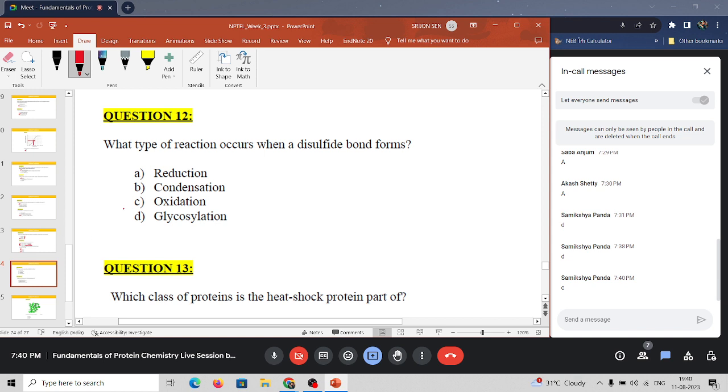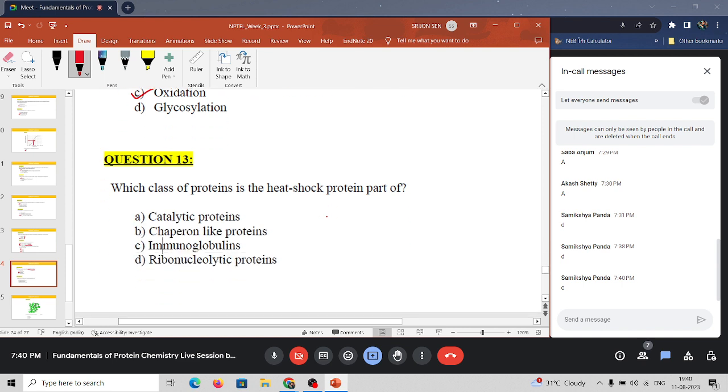Very good. So it's the oxidation reaction. And this formation and breaking of the disulfide bond is the redox reaction of reduction and oxidation. So you call it the redox reaction. But when a disulfide bond is forming, it is the oxidation reaction. Very good. Which class of proteins is the heat shock protein part of?